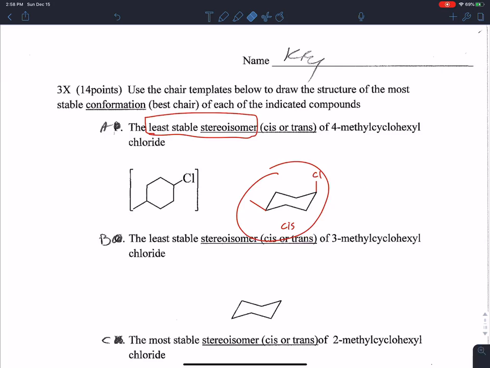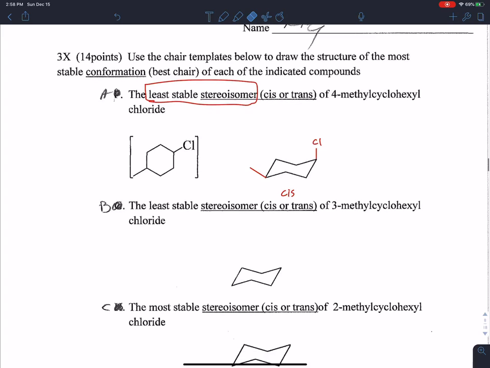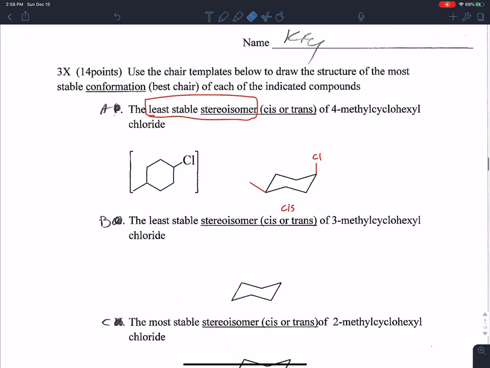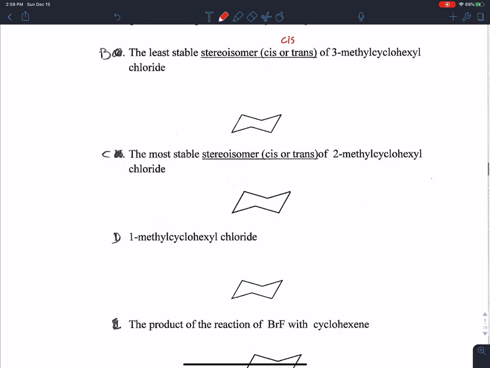I know the directions are really confusing. Again, for all of these, we have to draw the most stable conformation every single time. So next one, we're going to again draw the cis and the trans version of both. This looks horrible. Let me draw that again.